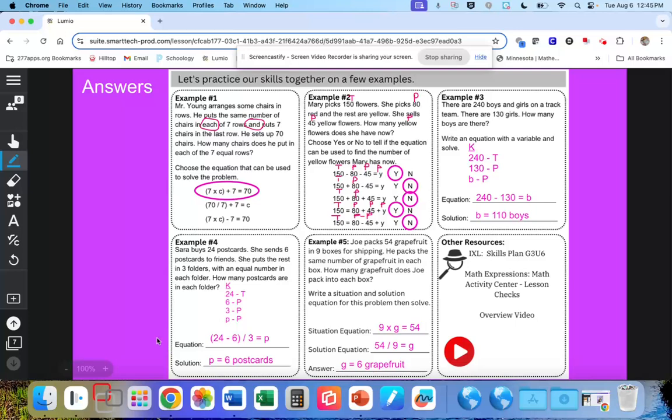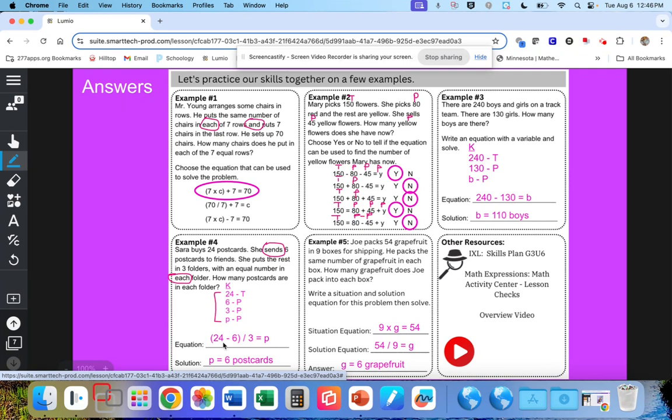Down on the next part, we have our knowns. Sarah buys 24 postcards. She sends 6 postcards to friends. She puts the rest in 3 folders with an equal number in each folder. So we have a keyword of sends, and we have each folder. Now, what you should have noticed in this problem is we have more than 3 knowns. This would cause us to have a 2-step or more problem.